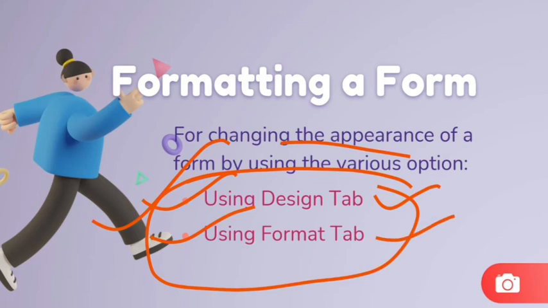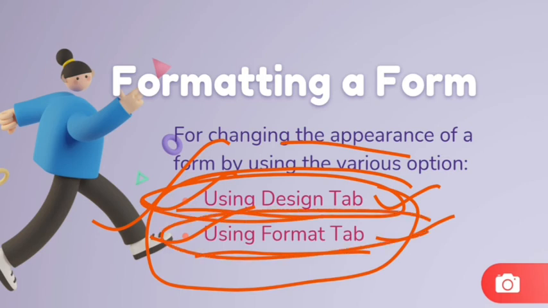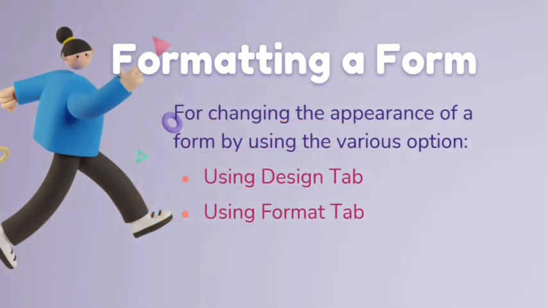format the font size, color, and alignment of labels, add a background image, change the color of the shape, etc., using the various options present on the Format tab. With these you can do these things. Now move ahead to the next heading, that is the report.